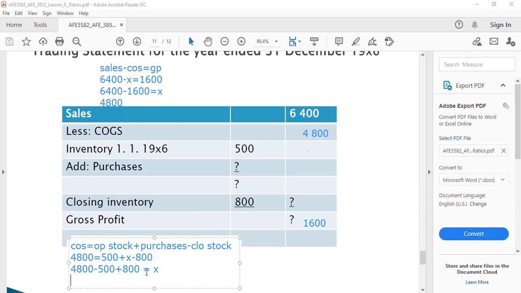So what will be your x? 4800 minus 500 plus 800 will give us how much? 5,100. 5100, and that is our purchases amount. So we record it here at purchases as 5100. Do you understand? Yes. That's great.